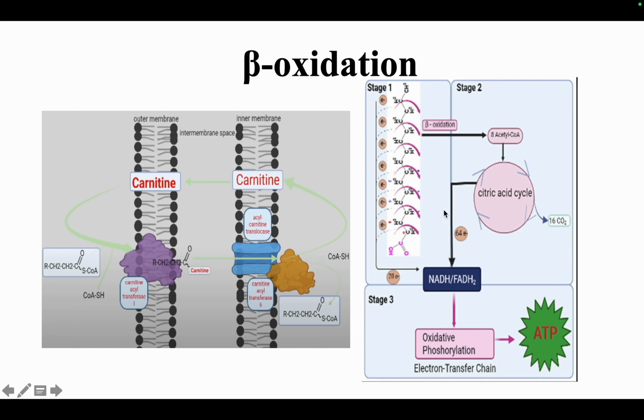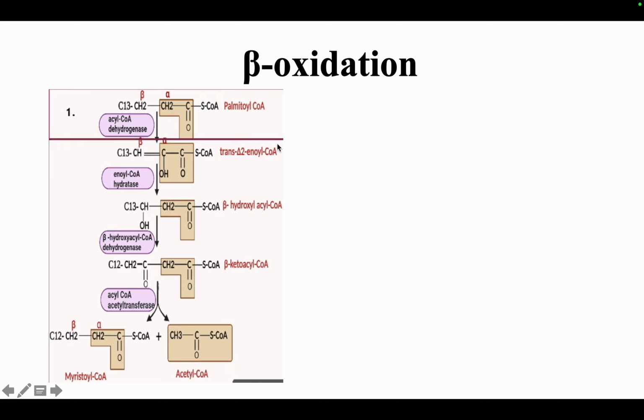Okay, this is how it gets transferred into the mitochondrial matrix, where beta oxidation occurs. These are the steps of beta oxidation, as you can see. So this is the alpha and beta carbon, and acyl CoA dehydrogenase first will form a double bond: this single bond will get converted into a double bond.